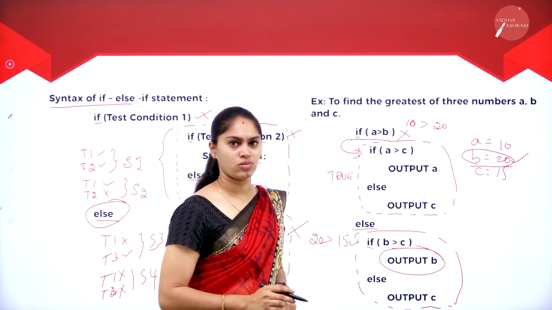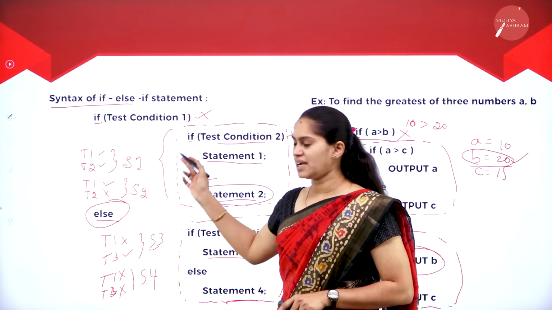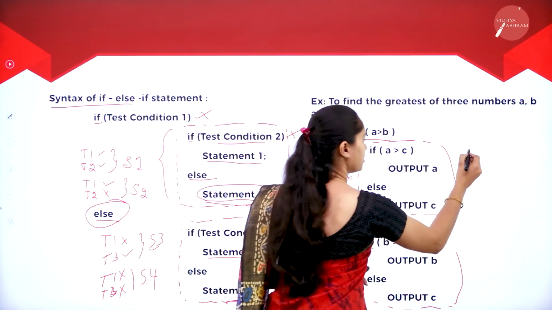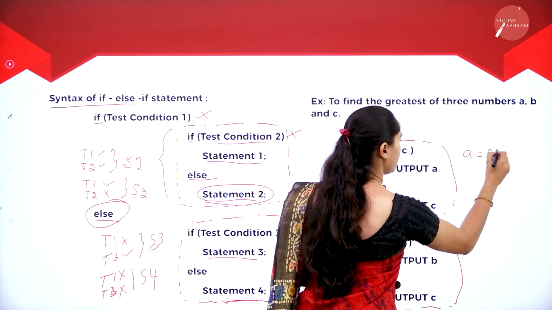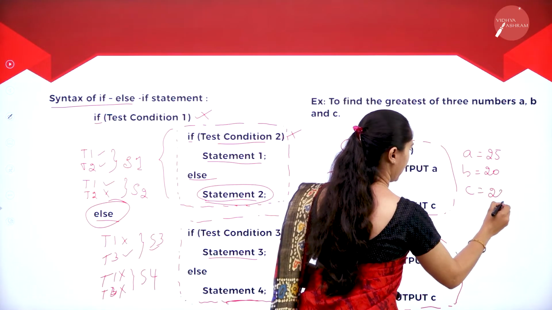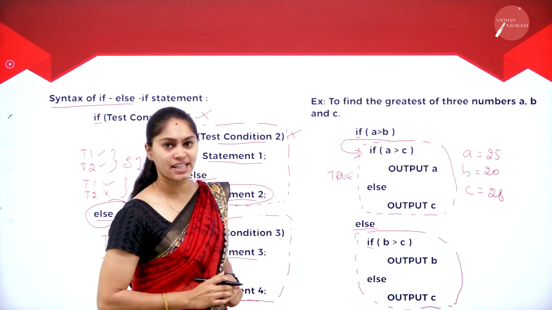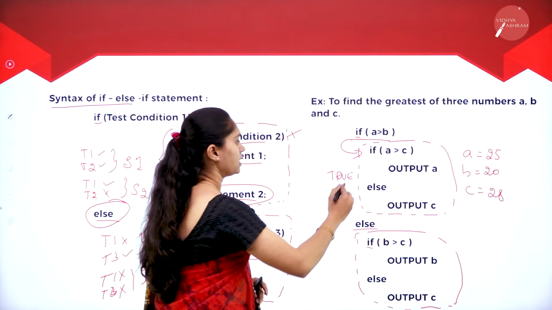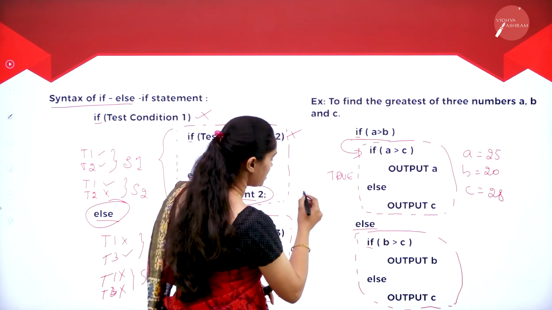This is one scenario. So let me erase this for all of you and take one more value. A is equal to 25, B is equal to 20 and C is equal to 28. So you can see which is the greatest among all these 3. That is C. So we'll see the program. If A is greater than B, what is the value?